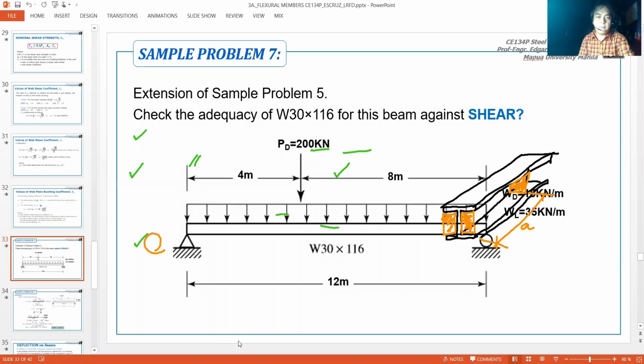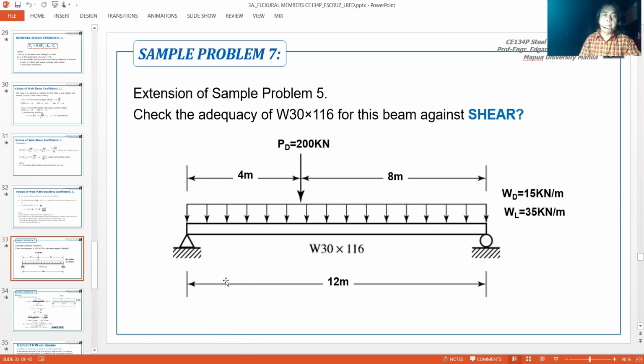So let's have this example. Okay, sample problem number 7. It is actually the same with sample problem number 5. So if you will remember yung sample number 5, parang pina-design sa atin yung beam against flexure. So yung final answer natin doon was, I think pina-check yung adequacy ng beam na to against flexure.